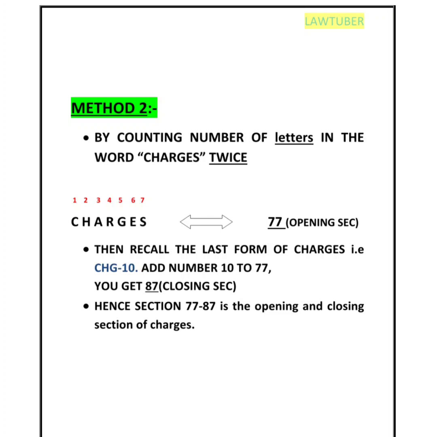So simply remember the last form number 10, CHG 10. Now add this number 10 to 77. You will get 87. That is the closing section of charges. So hence section 77 to 87 is the closing and opening section of charges. This is the counting of letters methods.